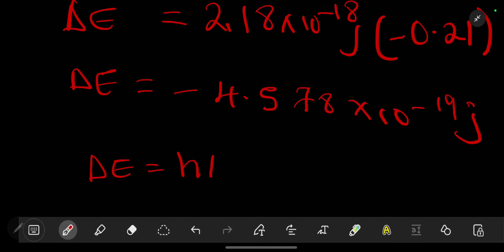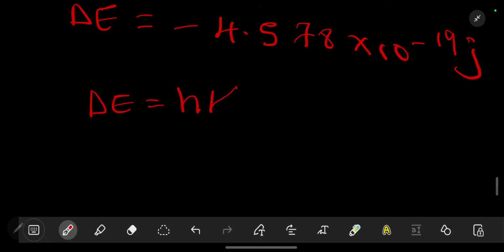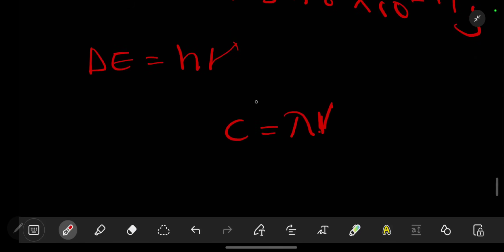Planck's constant times the frequency. So that's the symbol for frequency right there. So with that said, we don't know the frequency, but we also know that the speed of light is equal to the wavelength times the frequency, if you remember this formula. So let's make the frequency the subject of the formula.